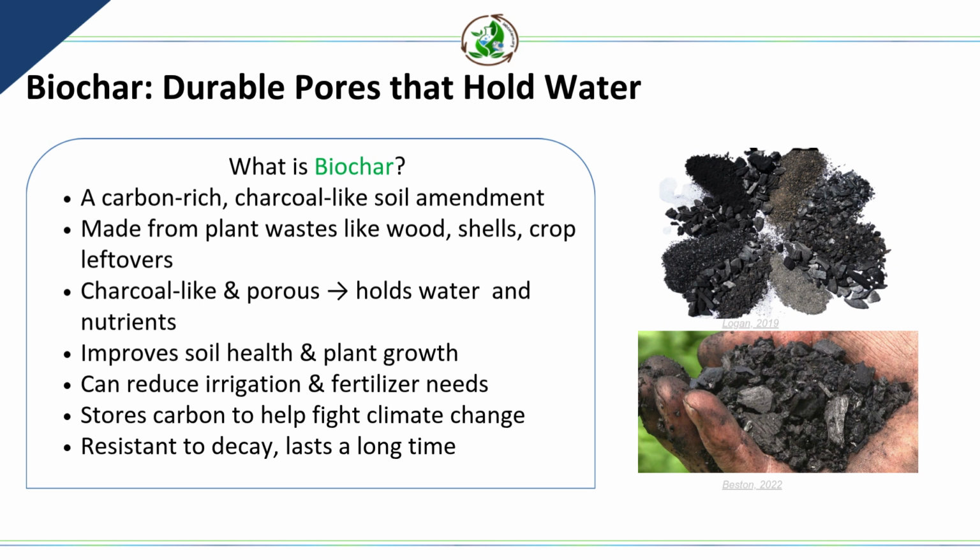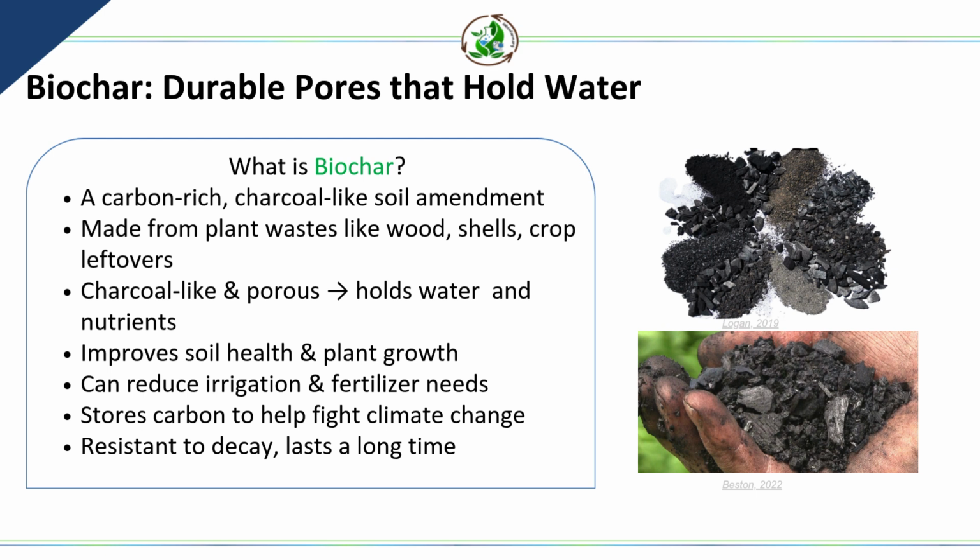Next, let's talk about biochar. So, what is biochar? Biochar is a carbon-rich, charcoal-like soil amendment. It's made from plant wastes such as wood, shells, or leftover crop materials. Biochar is charcoal-like and very porous, which means it can hold water and nutrients in the soil, helping plants grow better. It also improves overall soil health and supports stronger, healthier plant growth.